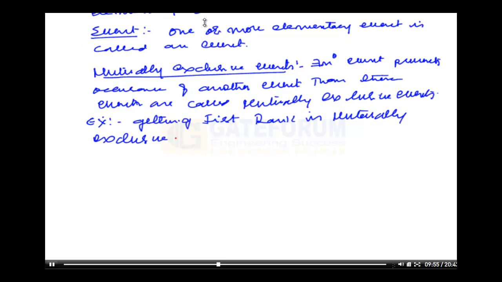Why? Because if a person is getting first rank, he prevents others from getting the first rank. That means we can say a person getting first rank prevents others from getting the first rank. First rank can be given to only one person, not more than one. Therefore, if a person is getting it, he prevents another person from getting the rank. Hence, first rank is a mutually exclusive event.